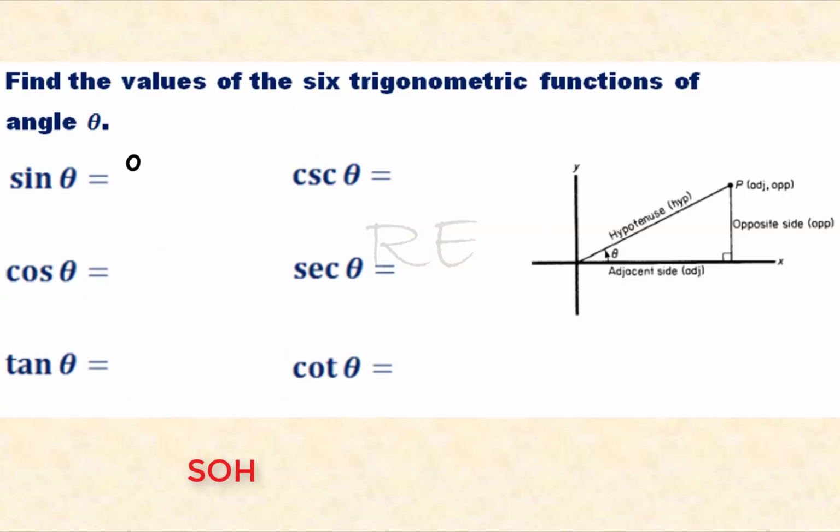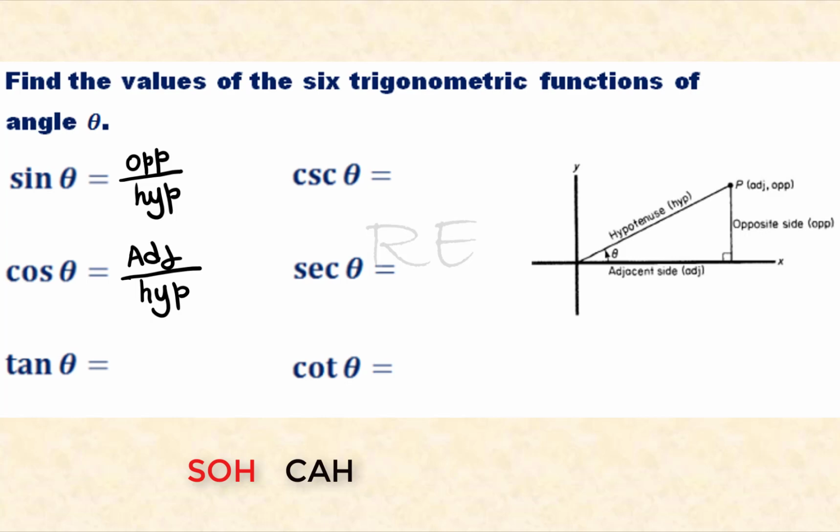Here's another fun way to look at the ratios. Sine is SOH, so it's opposite over hypotenuse. Cosine is CAH, so it's adjacent over hypotenuse. And tangent is TOA, so it's opposite over adjacent.